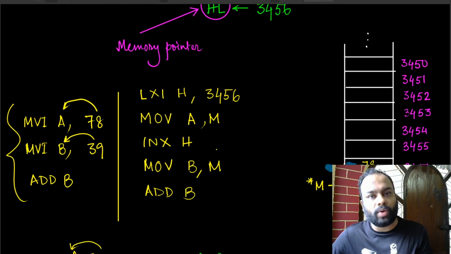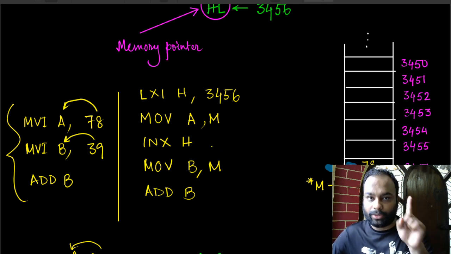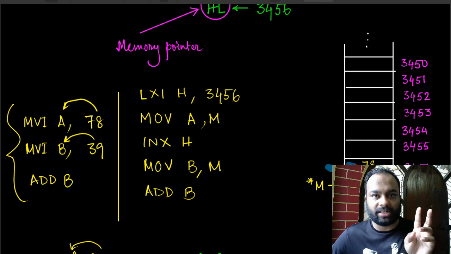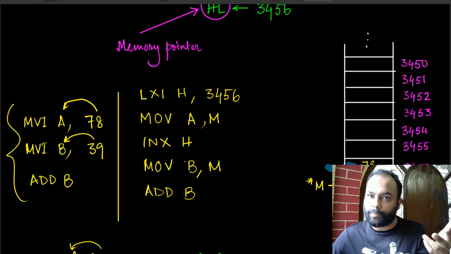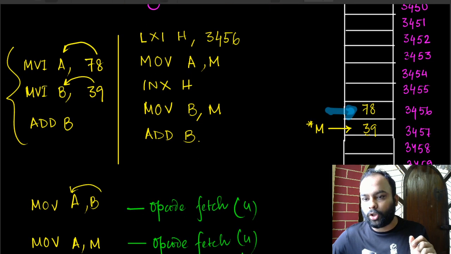Because if I do LXI H, 3457 once more to increment it manually, I am wasting 3 bytes of memory instead of just wasting 1 byte. INX H takes up 1 byte of memory just to write the opcode. And if I do LXI H, 3457, it would take up 3 bytes of memory. So I am wasting 2 bytes extra, as well as 4 clock cycles. This INX instruction takes up 6 clock cycles, but LXI H would have one regular opcode fetch and 2 memory reads, so it actually has a total of 10 clock cycles. So that will be wasteful programming, right? So we do not do that.